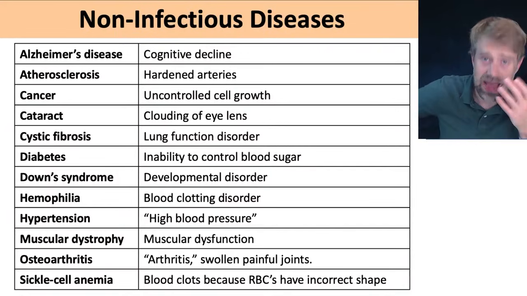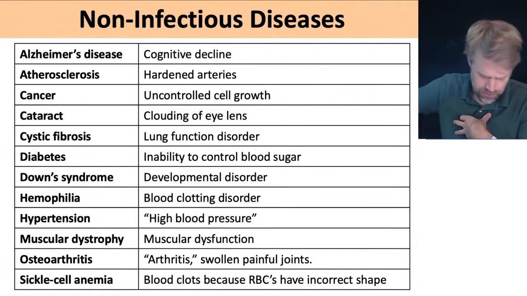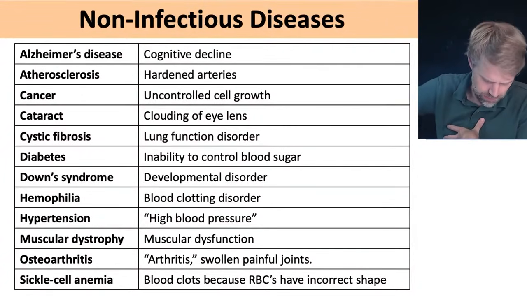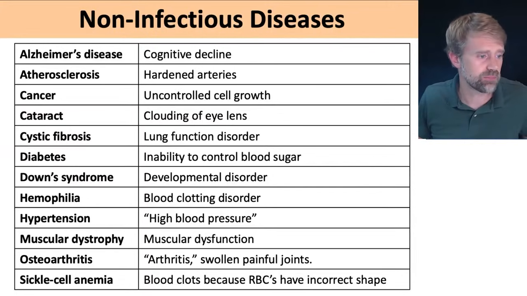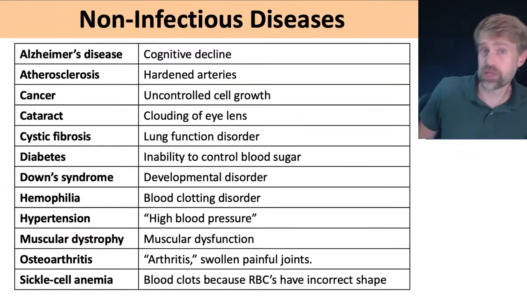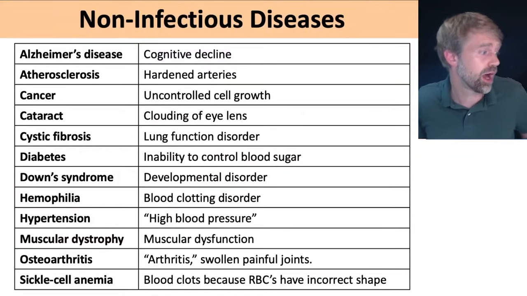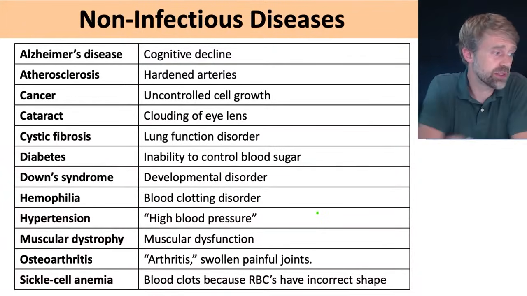Uncontrolled cell growth. Cataract, that's where you get clouding of the eye lens. Cystic fibrosis is a lung function disorder. You get mucus building up in the lungs. Diabetes, inability to control blood sugar. Down syndrome is a developmental disorder. Hemophilia, your blood doesn't clot correctly. Hypertension, or high blood pressure. Muscular dystrophy is a muscular dysfunction.